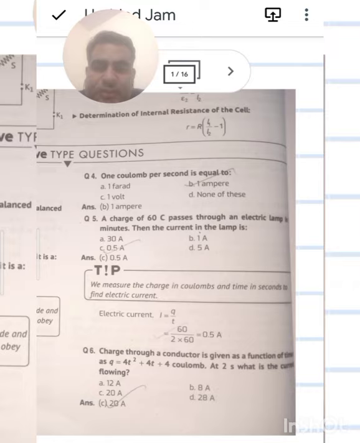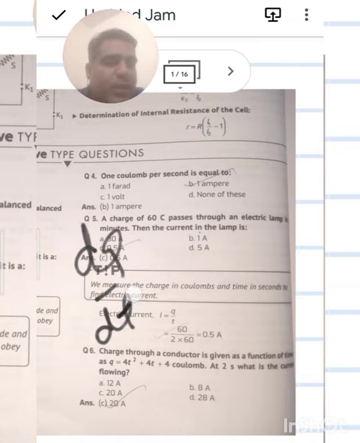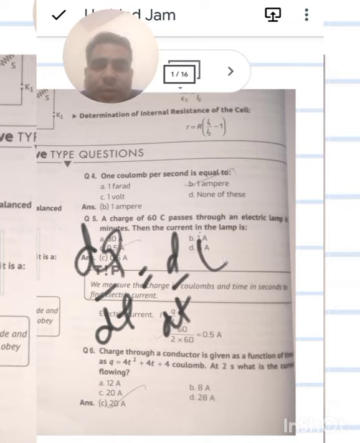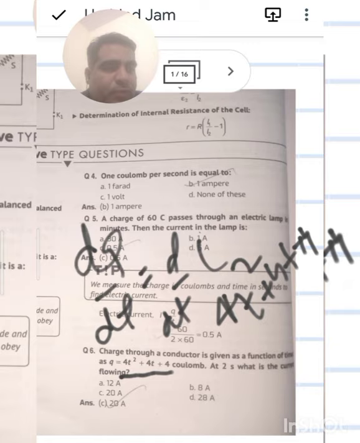A charge through a conductor is given as a function of time, q equals 4t square plus 4t plus 4. At time t equals 2 seconds, you have to tell the value of the current. While doing this, you have to do the differentiation. So you will write dq upon dt, that is d by dt of 4t square plus 4t plus 4. When you do the differentiation, it is equal to 8t plus 4.